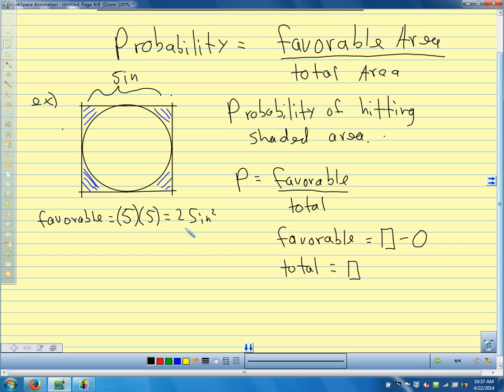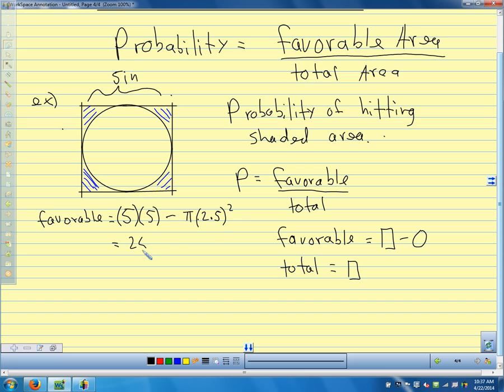Minus, I wanted to add one thing in, 5 times 5 minus the area of the circle. How do we find the area of this circle? We're talking about the area, so we just use pi times, what's our formula for area of a circle? Pi r squared. What's the radius of this circle? 2.5. All the way across is 5 inches, halfway across is 2.5. So pi times 2.5 squared.